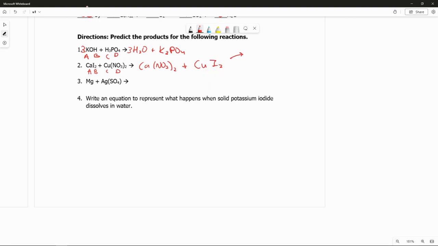So if you were to write the name for that, it would be copper and then Roman numeral 2. So that's basically what it means. But for our purposes, these are the products predicted.